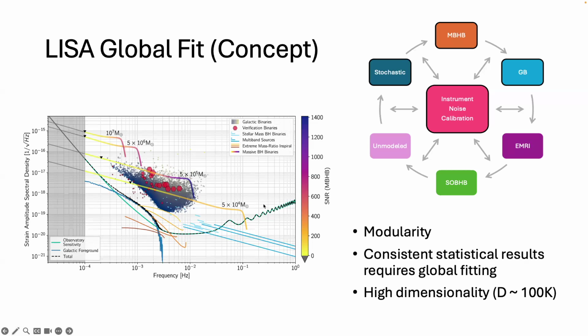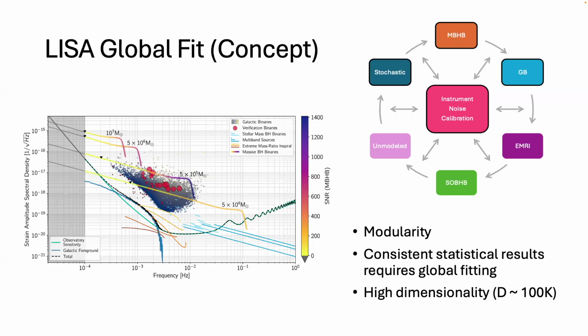The idea of the global fit is that we have all of these things in the data stream all at one time, overlapping. A lot of things are, like I said, overlapping in time and frequency, but each of these sources really does have a differing set of characteristics that affects their waveform and affects how we do the analysis.